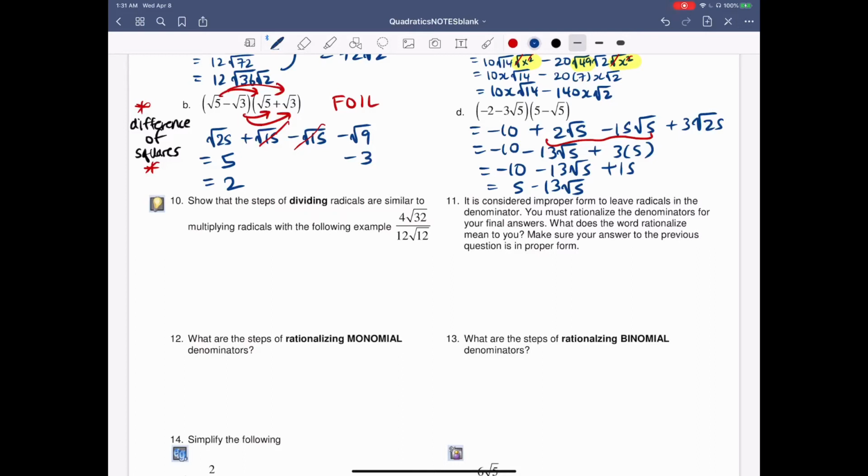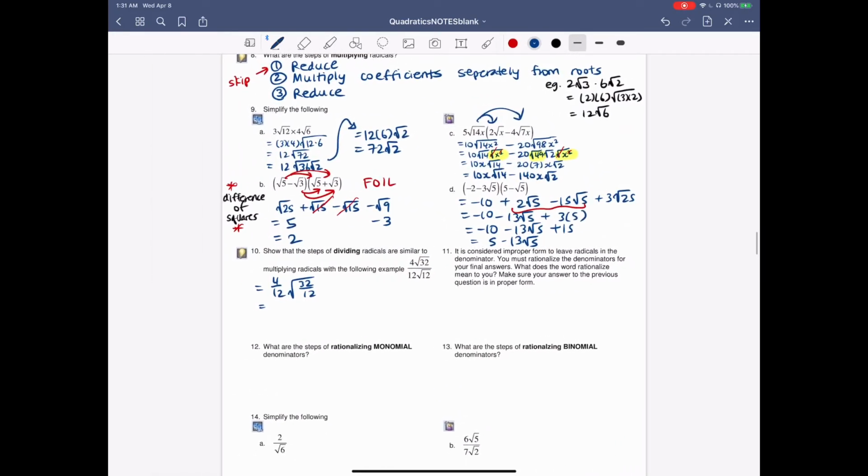Show that the steps of dividing radicals are similar to multiplying radicals with the following example. So I'm going to break the coefficients down. So 4 over 12, and I have square root of 32 divided by 12. The fractions reduce, so I'm following step 1, reduce. So I have 1 over 3 divided by 8 over 3 because the numerator and denominator are divisible by 4.